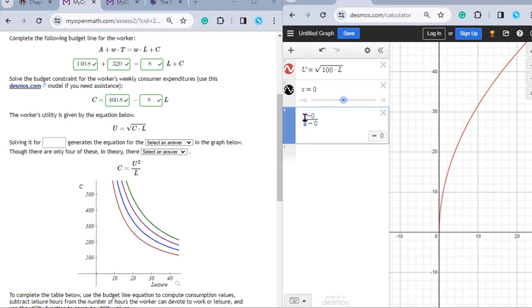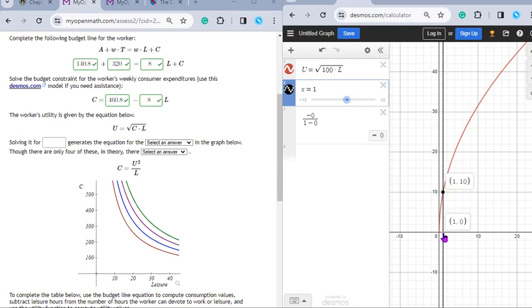When my leisure is 1, what is my utility? I'm going to change this to 1. My utility is 10, right? So when I go from 0 units of utility, because I have 0 leisure, and I increase my leisure by 1, I can increase my utility by 10, right? So the marginal utility of the first hour of leisure is 10, right?